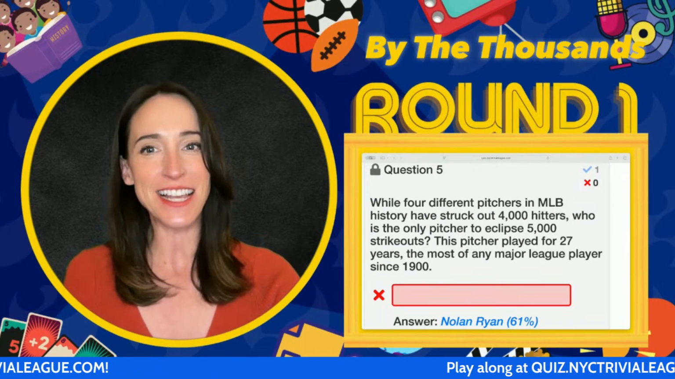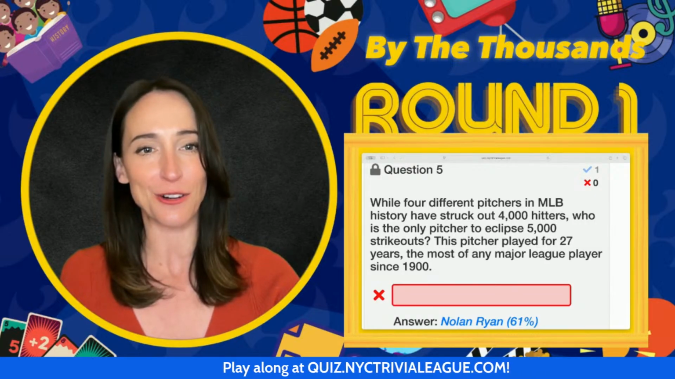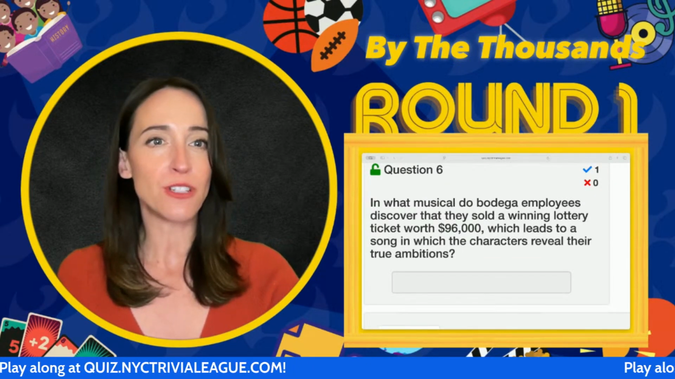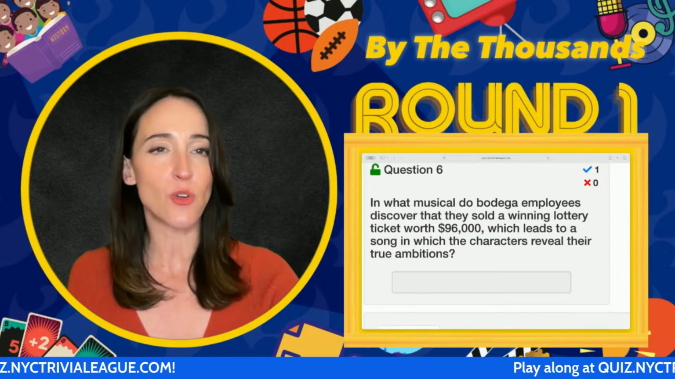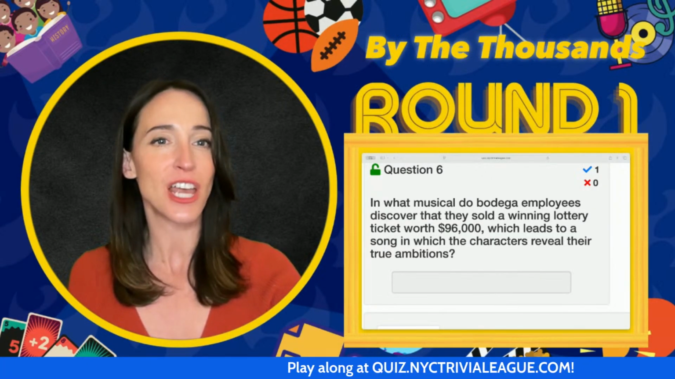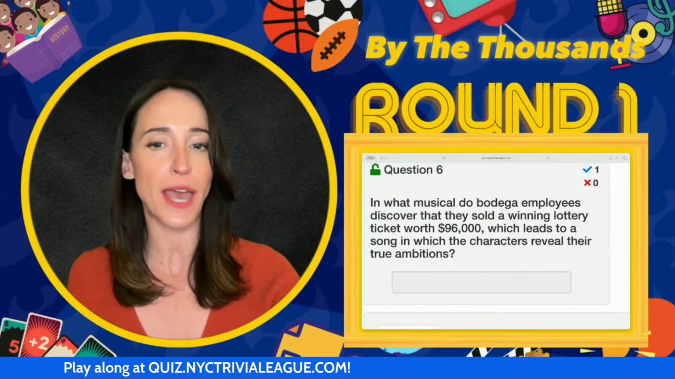Question number 6 in this By the Thousands round. In what musical do bodega employees discover that they sold a winning lottery ticket worth $96,000, which leads to a song in which the characters reveal their true ambitions?